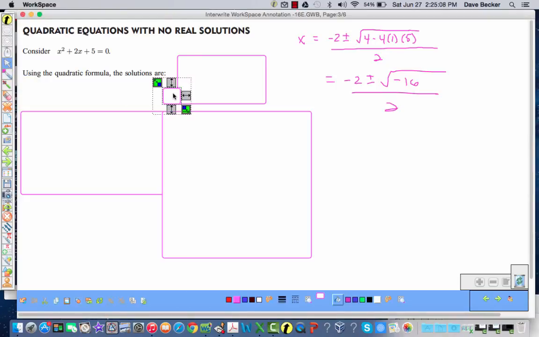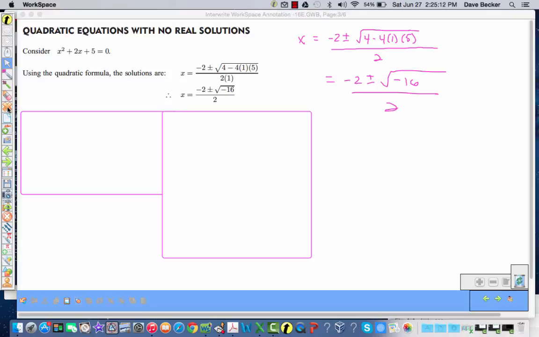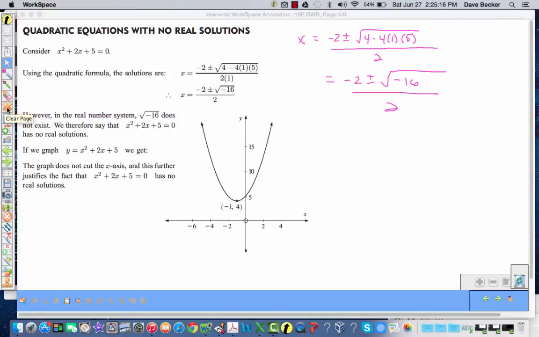They solved it here, same way, I believe. Yep. And let's take a look at the nice graph that they have here. In the real number system, root negative 16 does not exist. So we would say that this has no real solutions. It does have imaginary solutions, but we're not there yet.